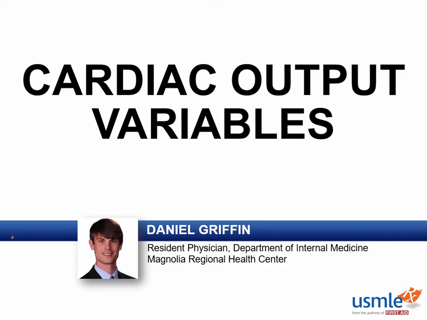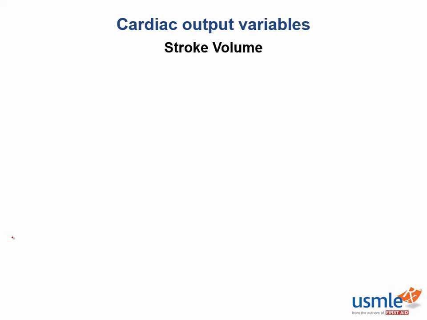Alright, now let's talk about some cardiac output variables. We'll start off here with stroke volume. Now stroke volume is the volume ejected from the left ventricle in a single cardiac cycle. And it is affected by what you put into the ventricle, which is the preload, how hard the ventricle squeezes, which is contractility, as well as what the ventricle has to push against, which is afterload.